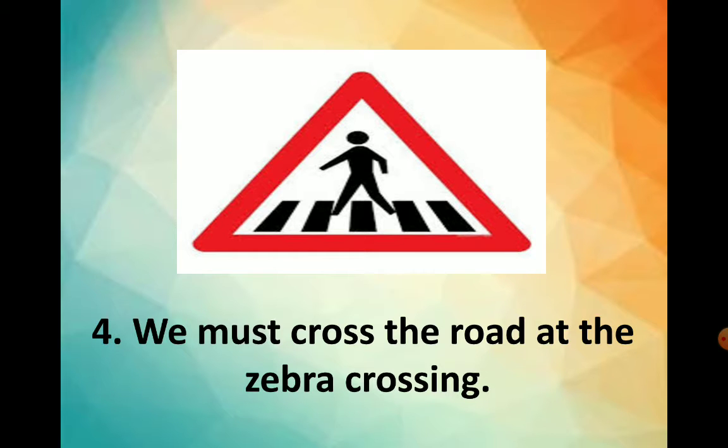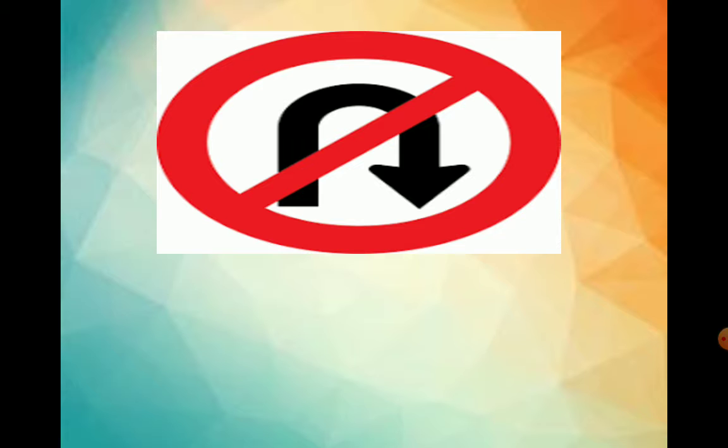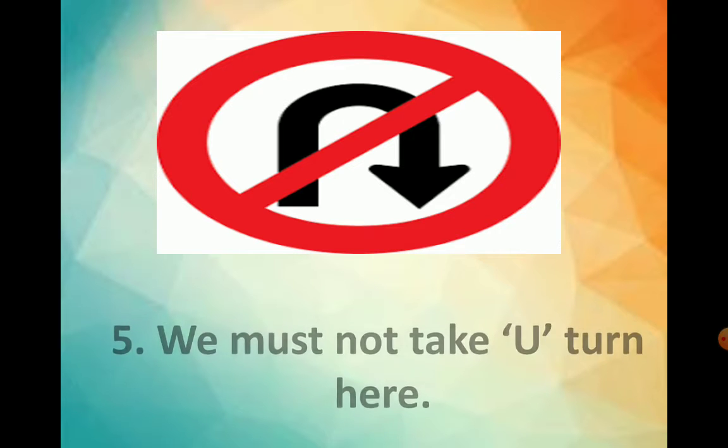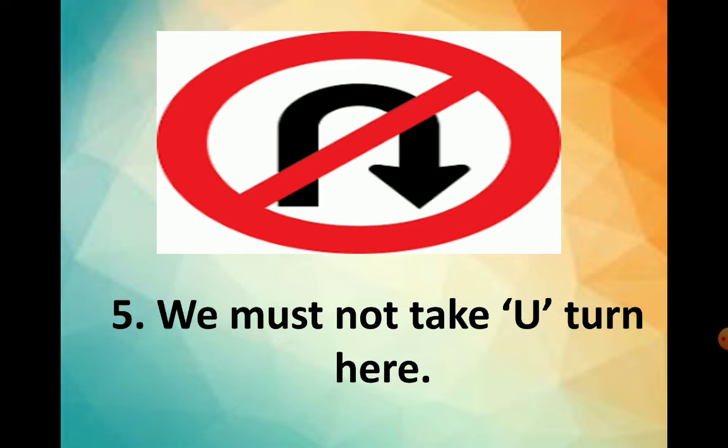Now let's see the last one. What sign is this, children? This is no U-turn. You should not take a U-turn if the sign is like this. So let's frame a sentence. We must not take a U-turn here.